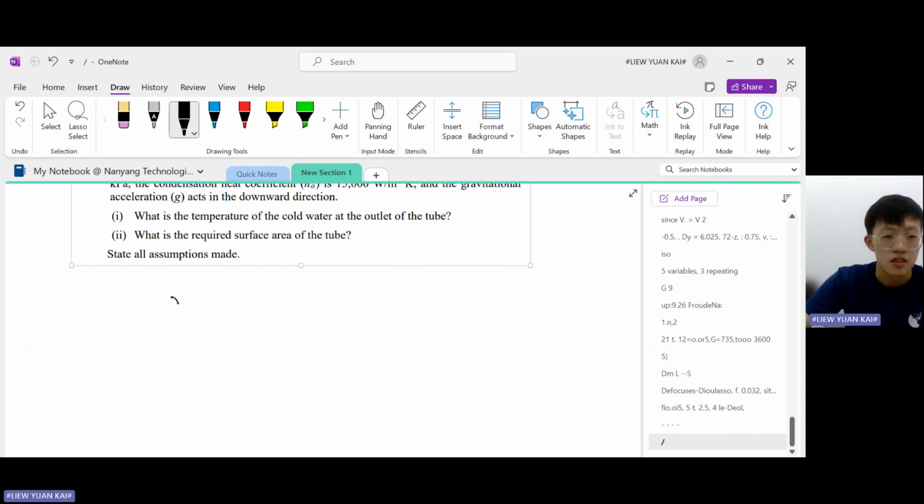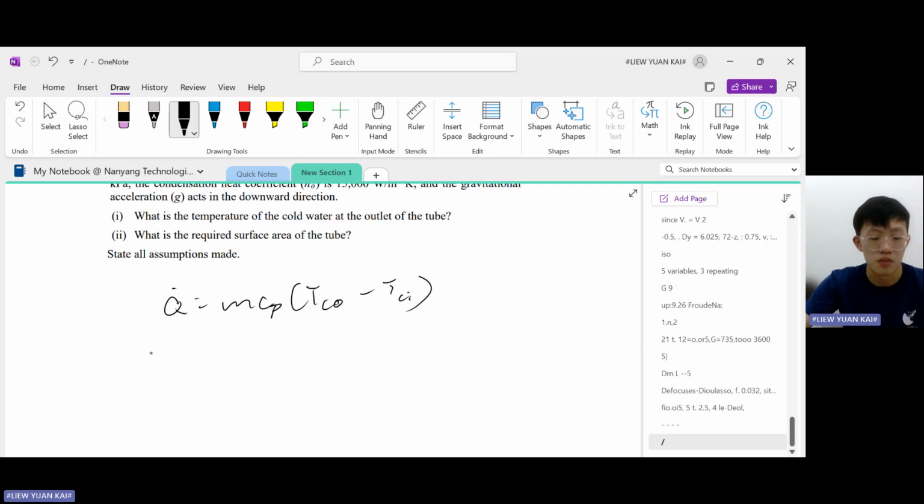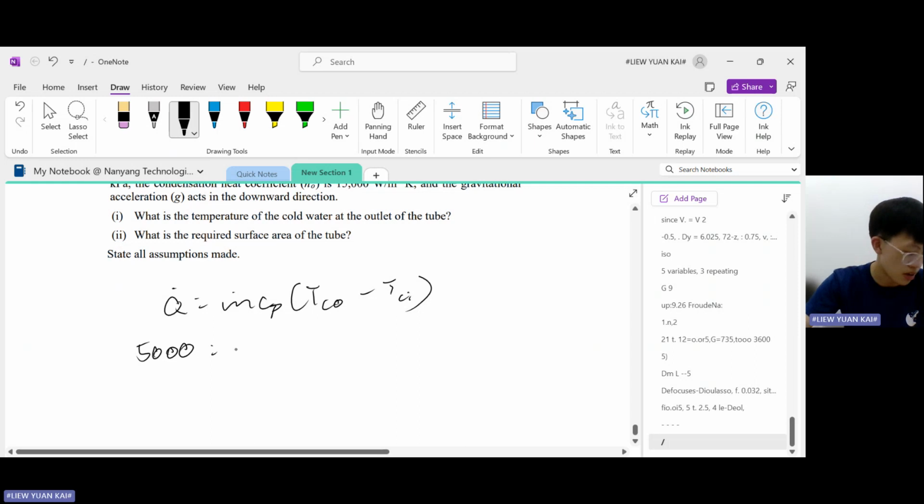We can claim that Q dot is equal to m dot Cp (TCO minus TCI). Okay, so we know that the 5,000 joules is being used to heat up the water, right? So you put 5,000 on this side. M dot is the mass flow rate that they told us. Cp is what we do not know. TCO, the outlet temperature, is something we do not know.